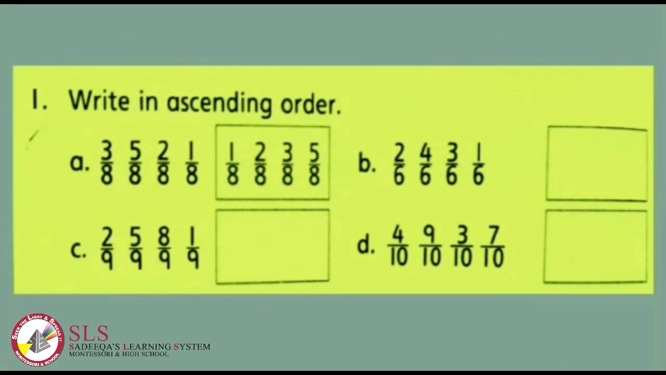Now let's read question number 1. Write in ascending order. The first part is already done for you, like 3 by 8, 5 by 8, 2 by 8, 1 by 8. So 1 by 8, 2 by 8, 3 by 8, 5 by 8. B part is 2 by 6, 4 by 6, 3 by 6, 1 by 6. C part 2 by 9, 5 by 9, 8 by 9, 1 by 9. D part 4 by 10, 9 by 10, 3 by 10, 7 by 10.